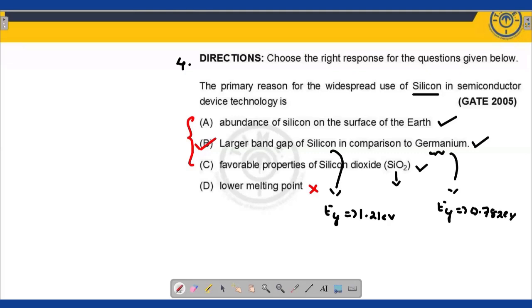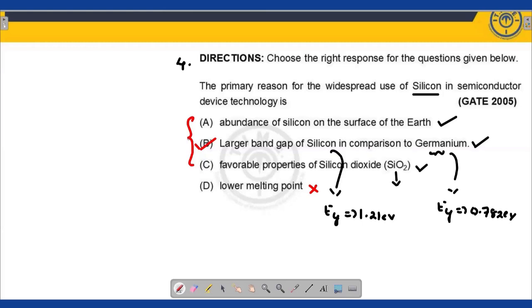So because of the large band gap of silicon, we are preferring silicon over germanium. Out of these reasons, the best apt answer is option B, my dear friends. The best option is option B. That is a very, very important point. I would just like to bring it to your notice over here.